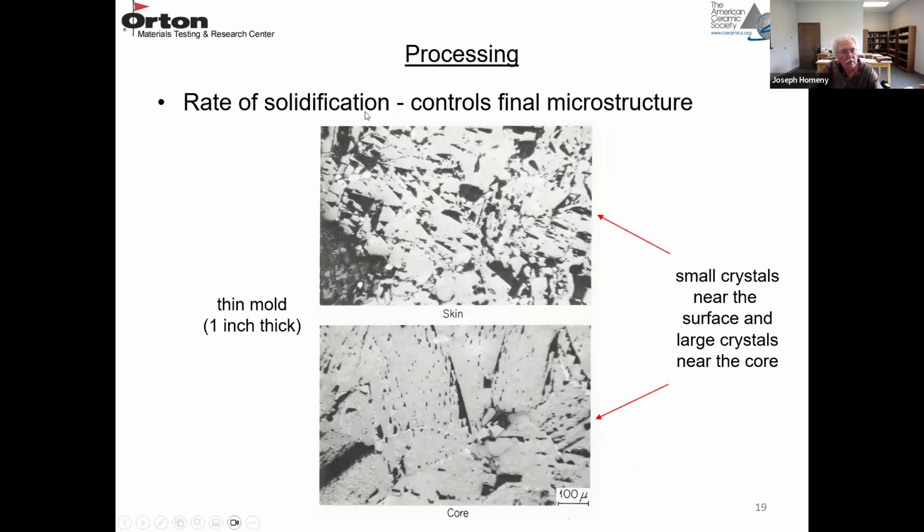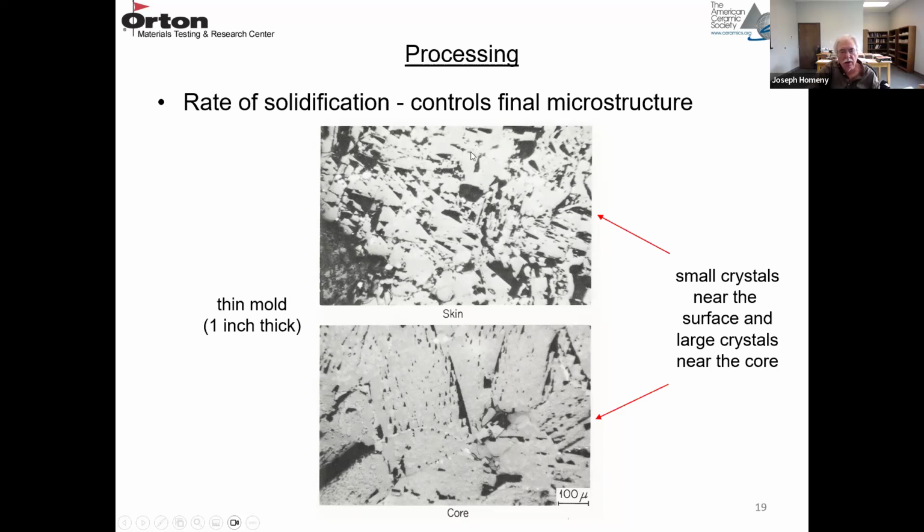So again, the solidification rate controls the final microstructure. This is a casting in a thin mold, which might be around 1 inch thick. The skin surface microstructure is the surface on the outer portion of the ingot, which is in contact with the carbon or graphite. And the core is the center of the casting.